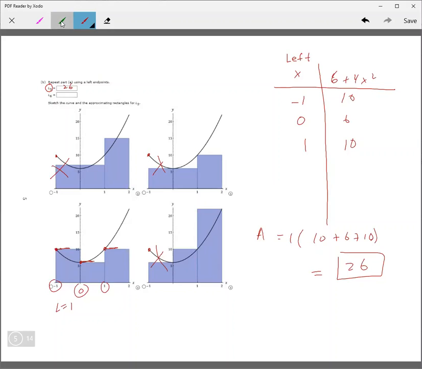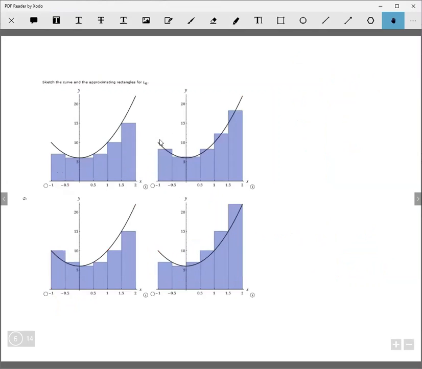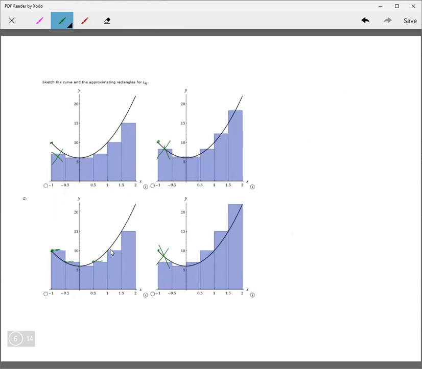Okay, now the second part is use 6 rectangles with the left endpoint. This one right here is not using the left endpoint, so throw that out. This is not using the left endpoint. This one is using the left endpoint. This one's not. So it's got to be this one, and you can confirm that all these left endpoints are being used for this one right here. And so this is going to be the answer to the first part.